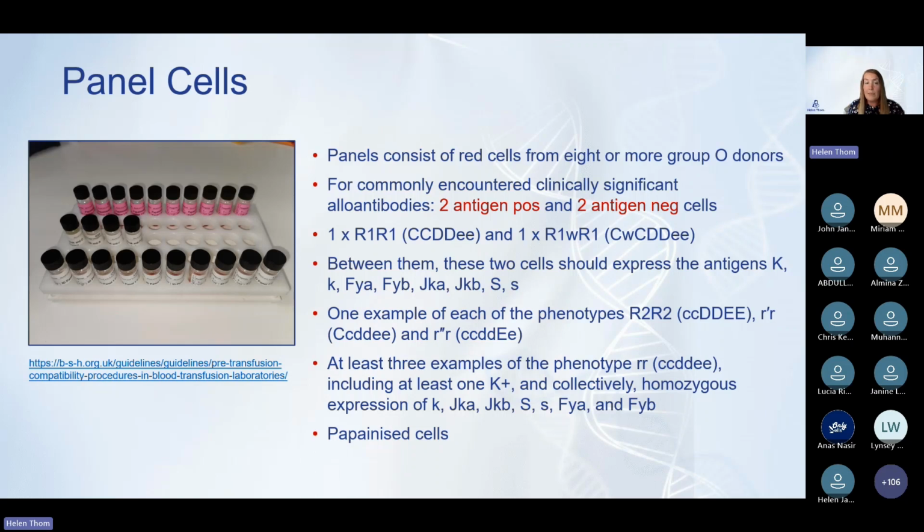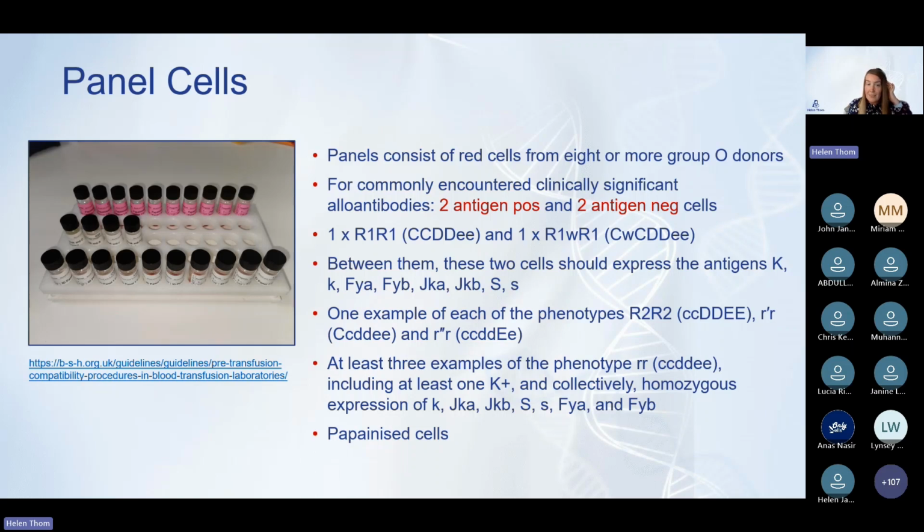So these are big C positive, D positive, little e positive cells, and one has a Cw in it as well. Between these two cells, they've actually got to express the K antigen, big K, little k, Duffy A, Duffy B, JKA, JKB, big S, and little s. So it isn't just random. These cells are deliberately made in this way.